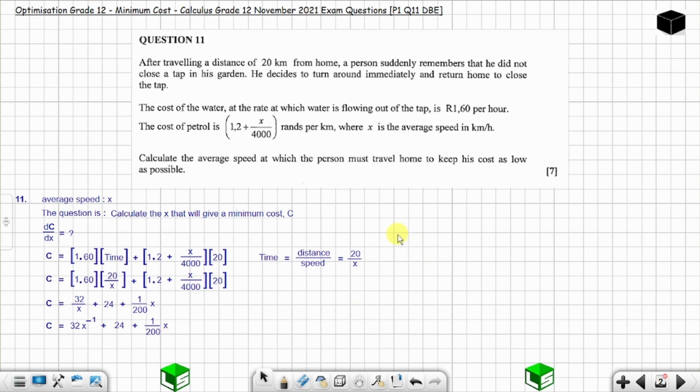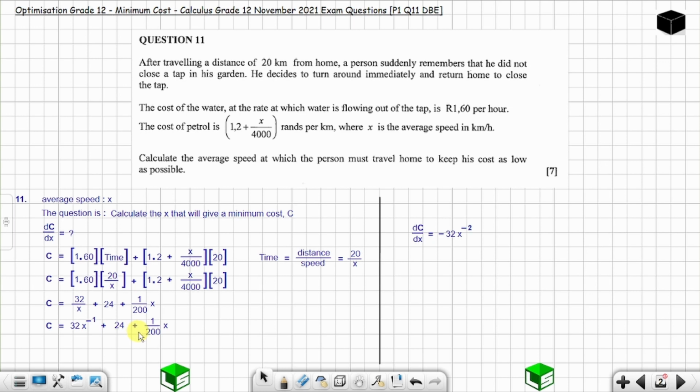After getting this, now you can take the derivative. So the derivative is equal to negative 32 times x to the power of negative 2. I hope you know how to get the derivative. In this video, I'm not going to spend time explaining how to find the derivative. Please check my other videos in which I explain it.